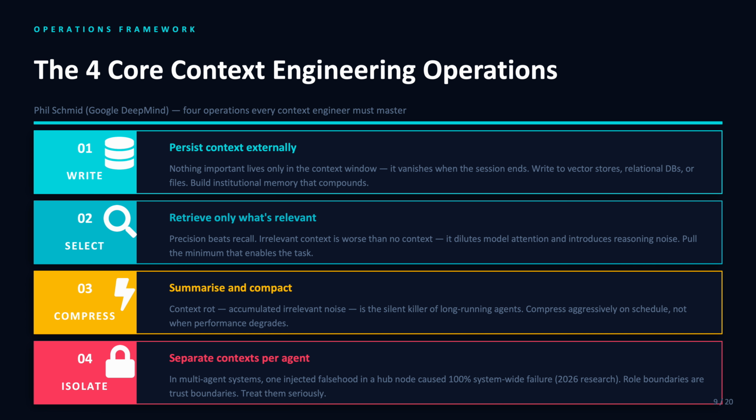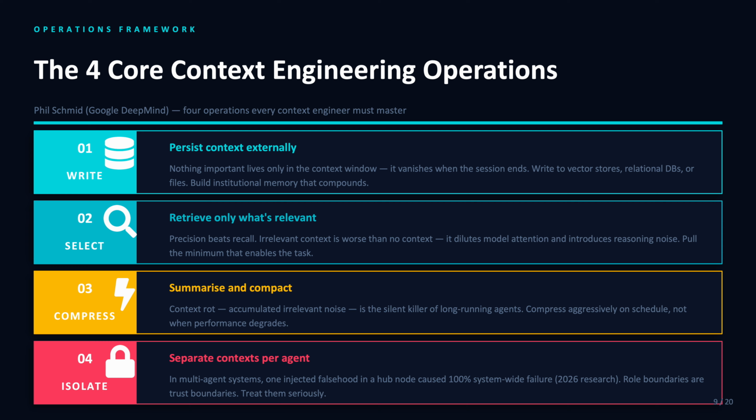Operation 02. Select. Retrieve only what's relevant. This is your full retrieval strategy. All 6 types from the previous slide. The key insight here is that precision beats recall. Irrelevant context is worse than no context. It dilutes model attention and introduces noise directly into the reasoning chain. Less, but more relevant, is always better.